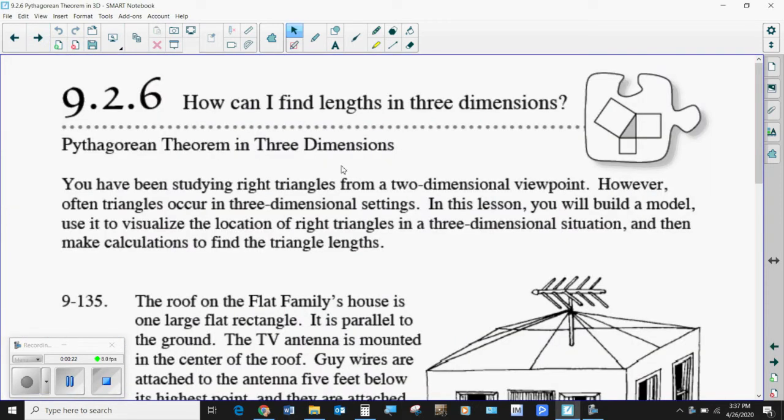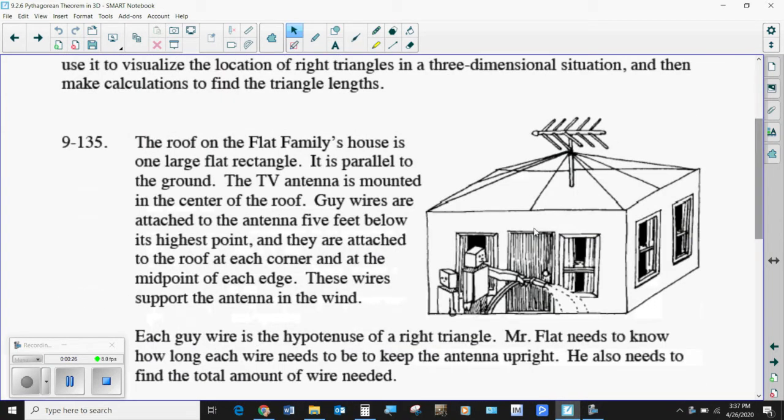What we were going to do in class, and what we've done in the past, is create a model for the roof of this house. This is the Flat family's house. We're going to use cardboard and some straws and either string or dental floss, and you're going to work in your teams and recreate this rooftop.